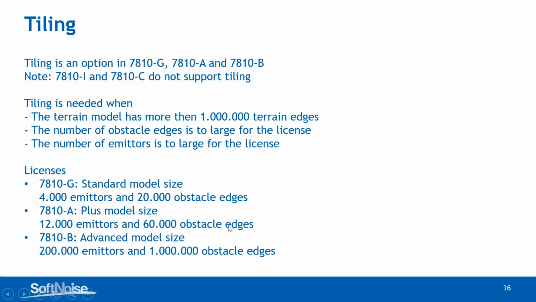And an obstacle edge, that's a node for a building, for instance. If a building has 4 corners, then this building also has 4 obstacle edges. And then the advanced model size, you can create for the calculation 200,000 emitters and 1 million obstacle edges. So in fact, for Arnhem you do not need to tile because Arnhem fits in one advanced model size. However, Paris or London do not fit in one advanced model size. So there you really have to tile.